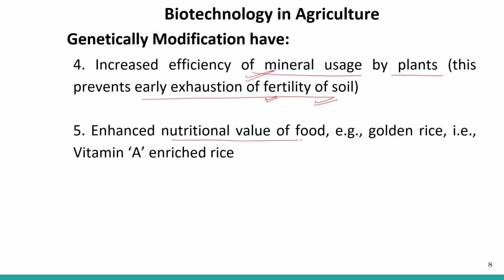Enhanced nutritional value of food, for example golden rice that is rich in vitamin A. Okay, so this particular rice, golden rice, is rich in vitamin A. So this increases the nutritional value of the rice. This is one of the examples.